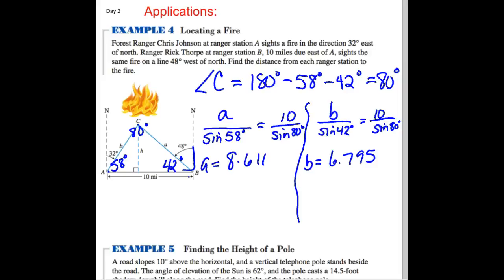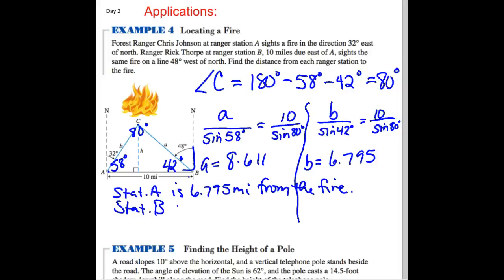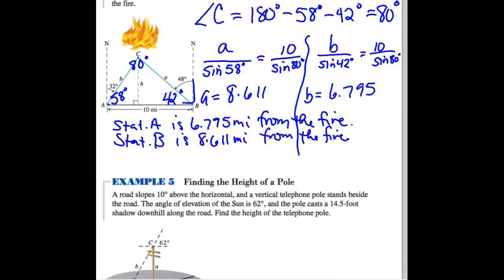Okay, so station A is B miles, 6.9795 miles from the fire. And station B is 8.611 miles from the fire. Questions about that one? Okay.